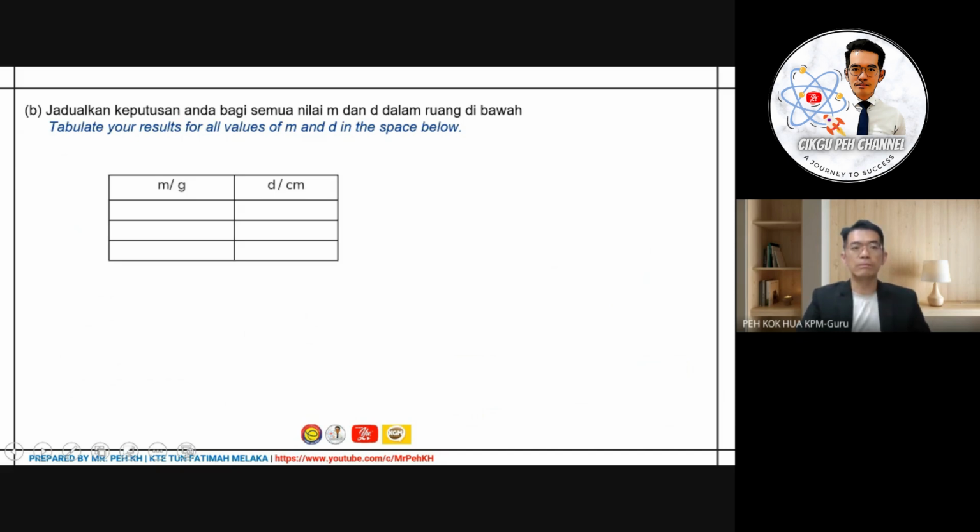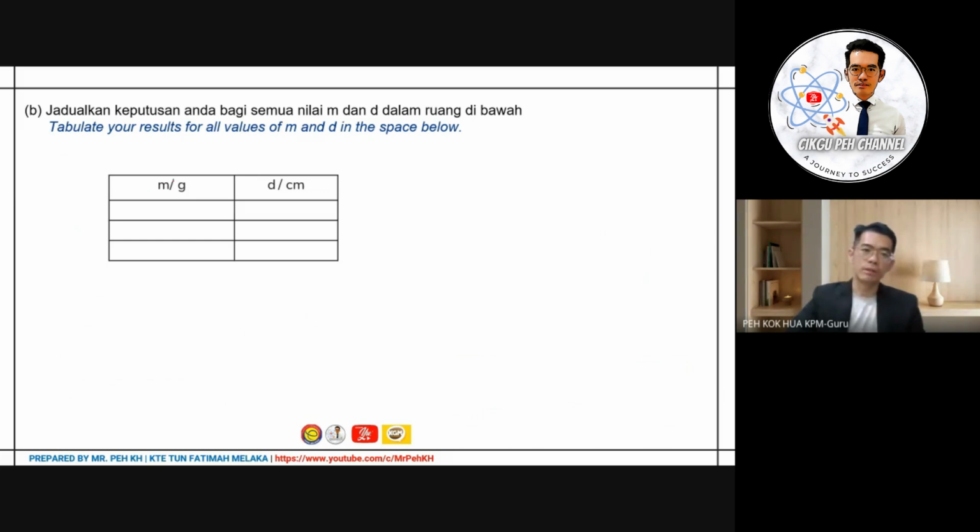The question B here will normally ask you to tabulate your result. Just now we had 2 parameters we already went through. This will be the mass given by the question, so the decimal places you fill in must follow the decimal places given by the question. Then D is what we measure using the ruler, so you have to follow the sensitivity of the apparatus.